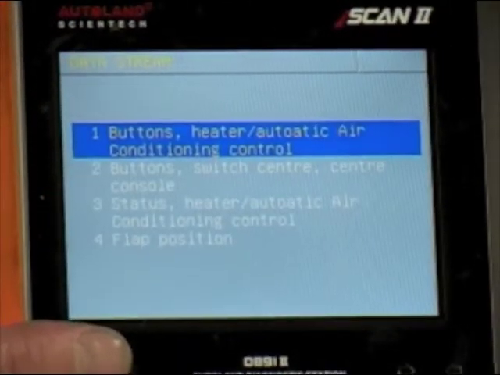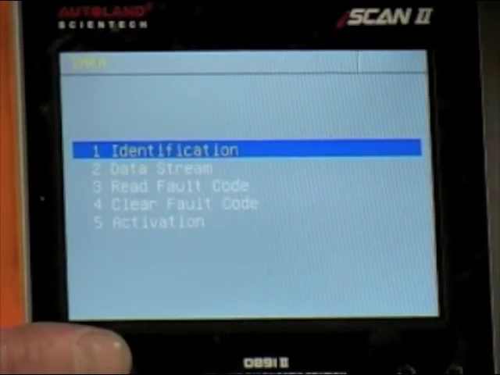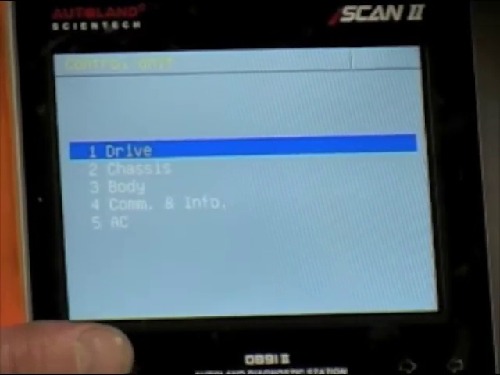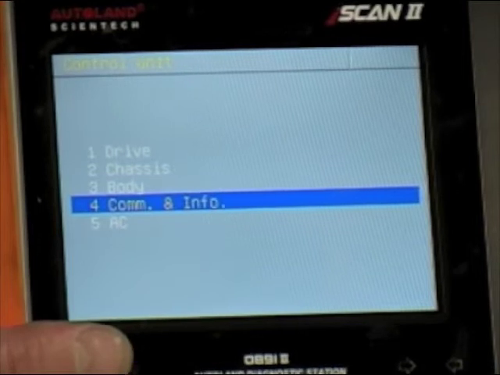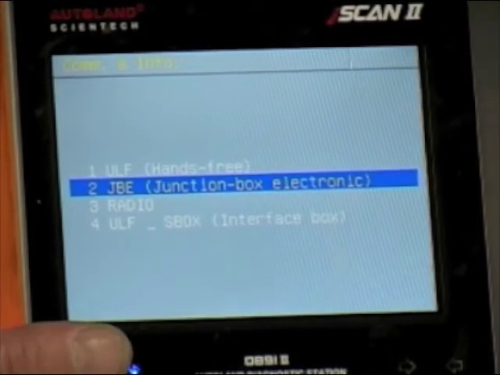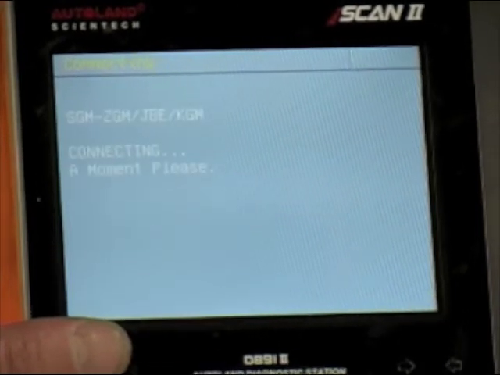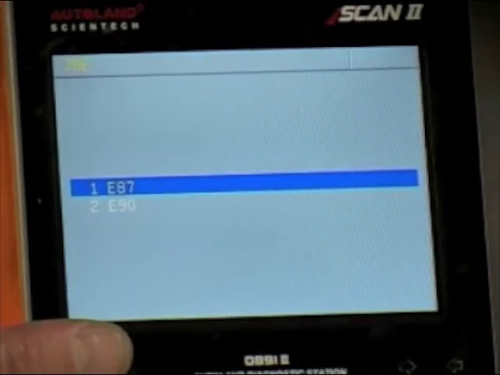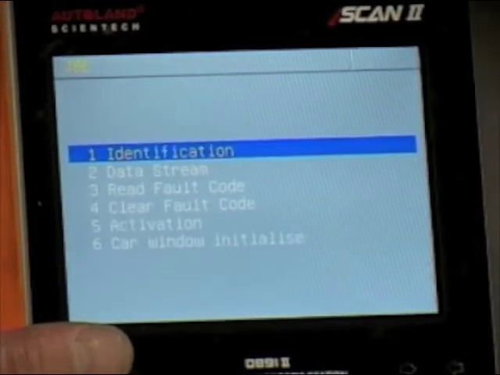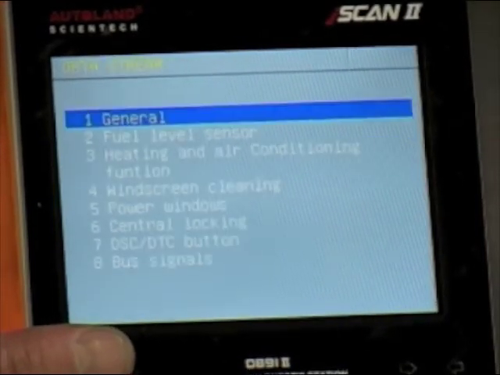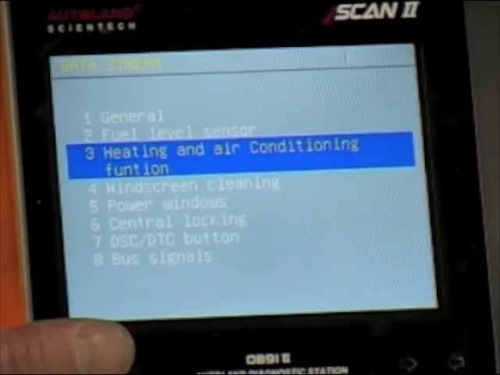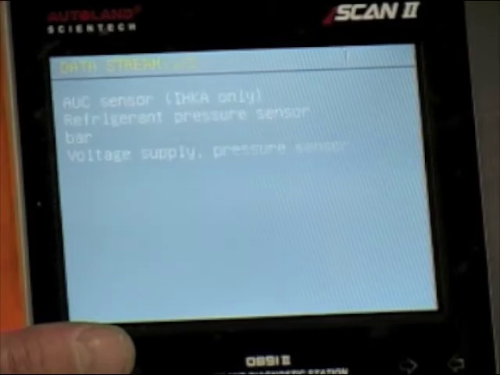Okay, so what I'm going to do is come out of the climate control ECU, because I also know that on the BMW 3 Series E90 the climate control is also listed in the junction box electronics as well. So we're going to access the junction box electronics and look at the data stream here to see if we've got any functionality with the air conditioning system.